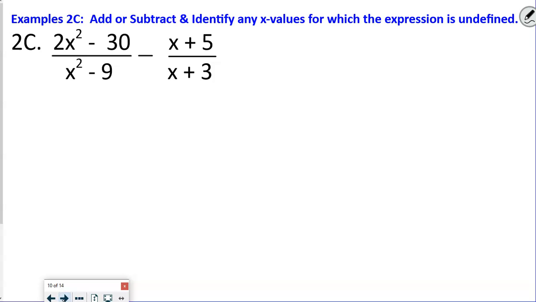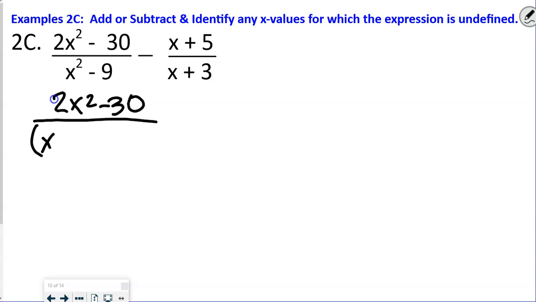So this is our last example, and then you guys are going to do some on your own. So let's go ahead and write this again. 2x squared minus 30. Let's go ahead and factor this denominator. X plus 3, x minus 3. So this time we're subtracting. We have the x plus 5 on top up here.